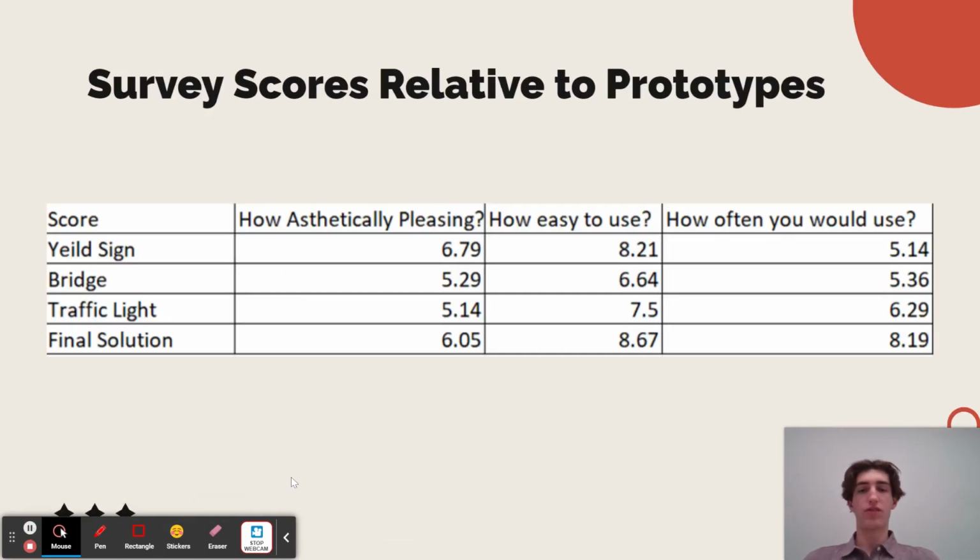So we also have survey scores relative to the other prototypes. Our final solution has a slightly lower aesthetically pleasing score, but that's due to the fact that there will be an added audio aspect, which could kind of take away and distract others who are around the area. But it has a higher ease of use and a much higher frequency of use, again, due to the audio, because it makes it much more accessible. And you don't even have to be fully paying attention when you walk up to it because the sound will buzz if you're looking at your phone and you'll be alerted anyways.